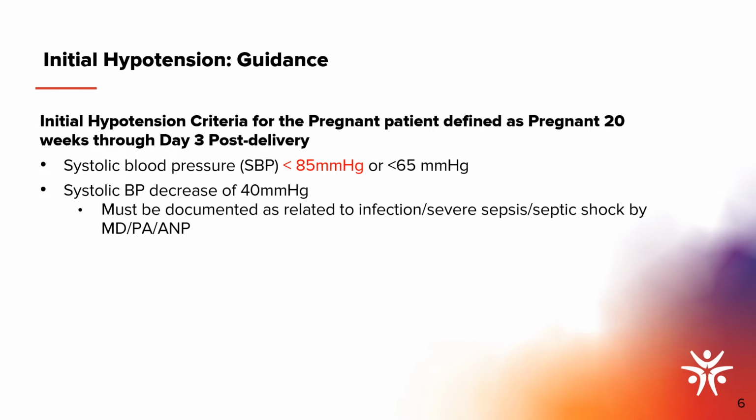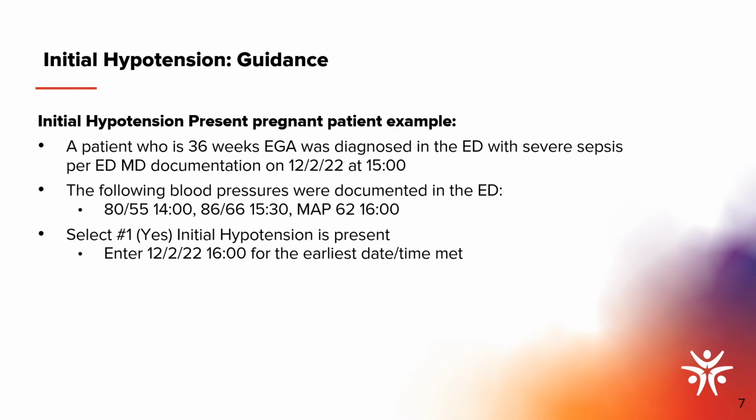This would be a good time to point out that we do need to give special consideration to our new patient population, the pregnant patient, defined as pregnant 20 weeks through 3 days post-delivery. The criteria that is considered hypotensive for the pregnant patient is a systolic blood pressure of less than 85 millimeters of mercury, as opposed to the 90 millimeters of mercury for the non-pregnant patient. All other requirements that determine initial hypotension would be the same.